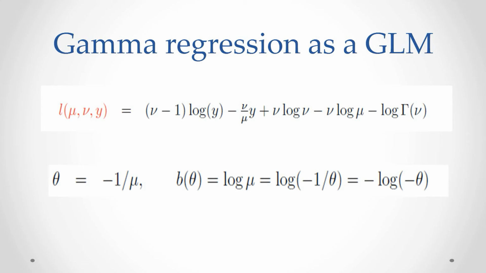Or rather, if we define phi as the dispersion parameter, then phi is equal to 1 over nu. The function b of theta is given by b of theta equal to log of mu, equal to log of minus 1 over theta, or minus log of minus theta, which means that the expectation is given by the first derivative, which turns out to be minus 1 over theta. The variance function is given by b double dash of theta equal to 1 over theta squared, or mu squared, as required.